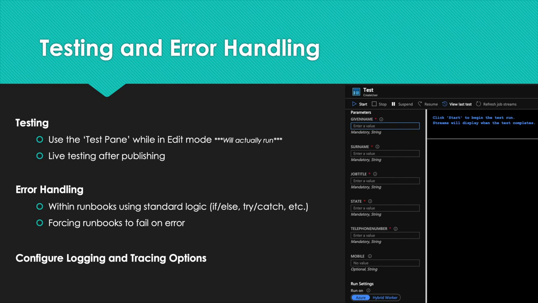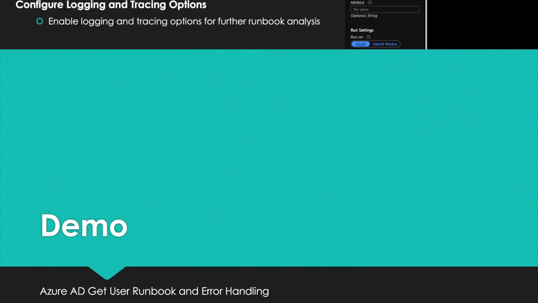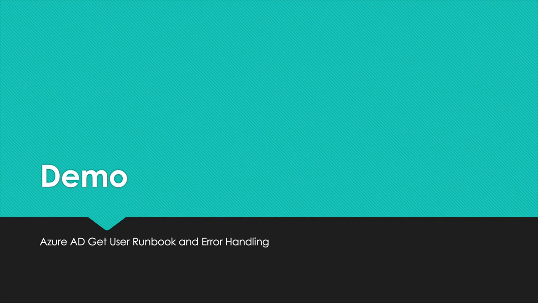And you want to configure your logging and tracing options. These are within your Runbook properties. You can turn on or off the logging and tracing options. By default, they are off. So if you want some additional logging, your verbose logs and your additional logs there, go ahead and turn those on. Let's go ahead and take a look at that Get User Runbook and some of the error handling options that we have available to us from within Azure Automation.